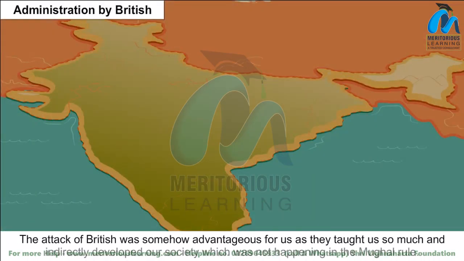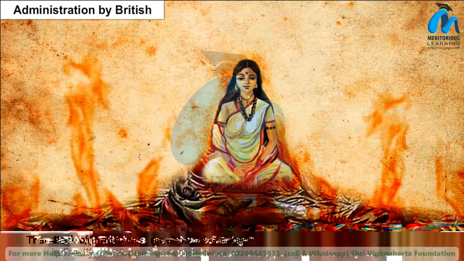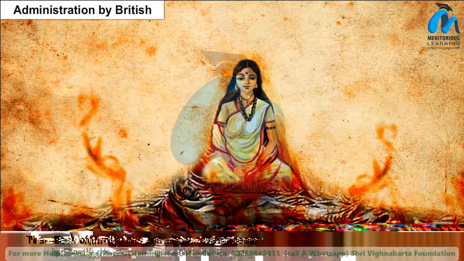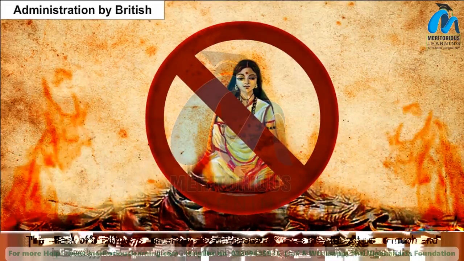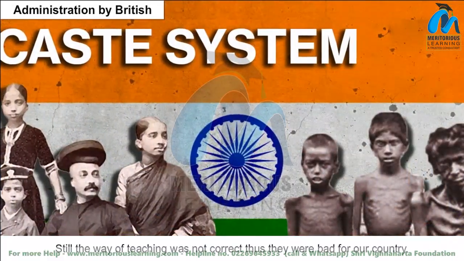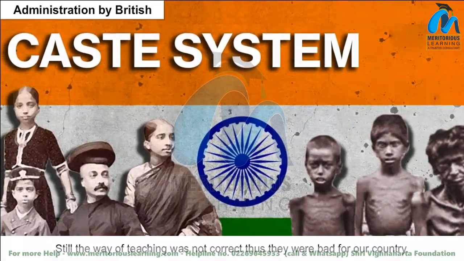The arrival of the British was somehow advantageous for us, as they taught us so much and indirectly developed our society, which was not happening in the Mughal rule. Still, the way of teaching was not correct. Thus, they were bad for our country.